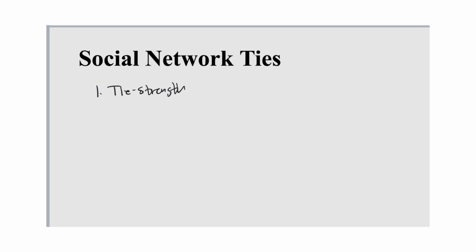Tie strength is the combination of time, emotion, intimacy, and reciprocity exchanged in a relationship. So the more time, the more emotion, the more intimacy, the more reciprocity that there is in a relationship, the greater the tie strength that you have. Your best friends, for example, are probably people who you have strong ties with because you put a lot of time, emotion, intimacy, and reciprocity into the relationship.